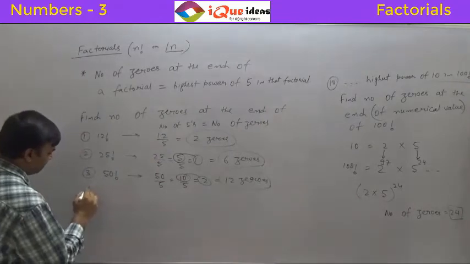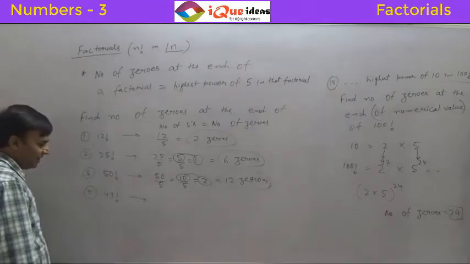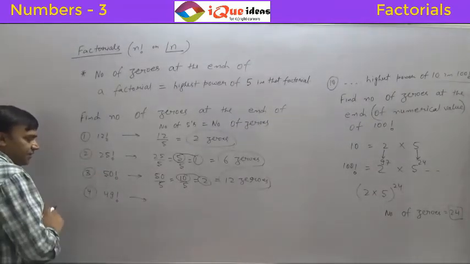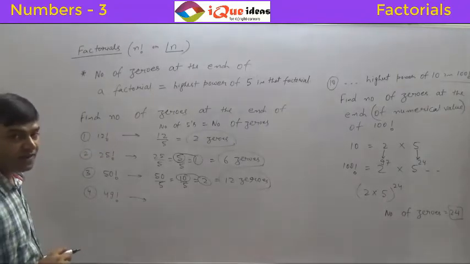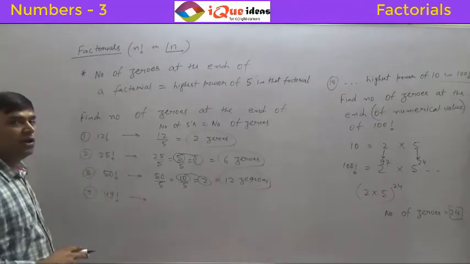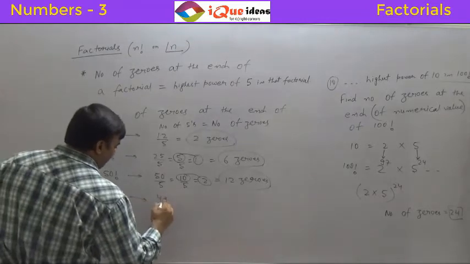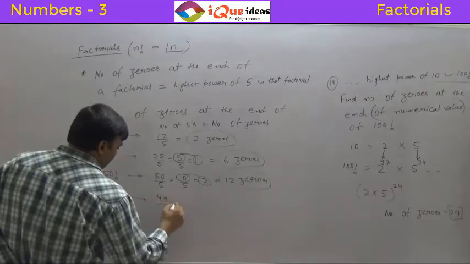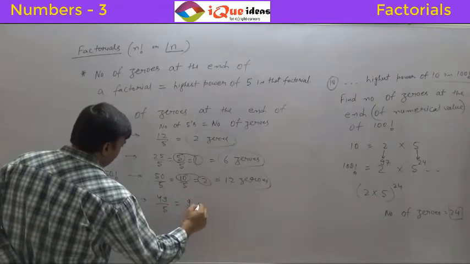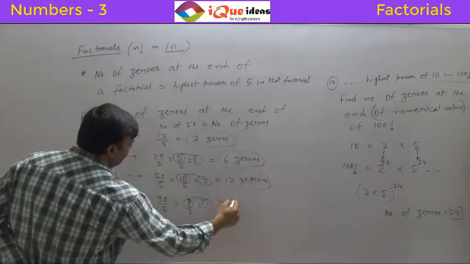Now, one tricky situation. 49 factorial. What will happen? Some people will say that only 50 will go away, so just 1 zero. No. When you say 50 goes away, 50 is a multiple of 25. That means 5 square goes away. So 2 zeros will reduce. From 50 factorial to 49 factorial, 2 zeros will reduce. So the answer will be 10. Or the safest would be 49 divided by 5, that is 9. 9 divided by 5, that is 1. So 9 plus 1, which is 10 zeros.